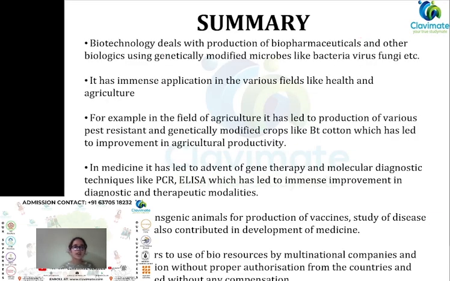In summary, as we know, biotechnology deals with the production of pharmaceuticals and other biologics, and has immense applications in various fields. Its usage in the medical field includes gene therapy and molecular diagnostic techniques like PCR and ELISA, regarding the transgenic animals and biopiracy and all these things.